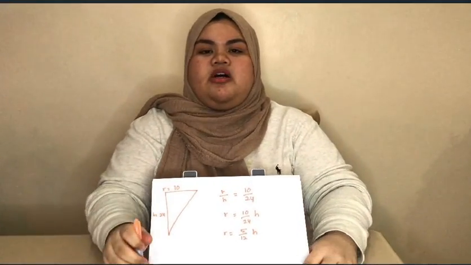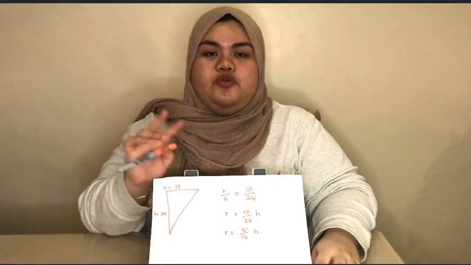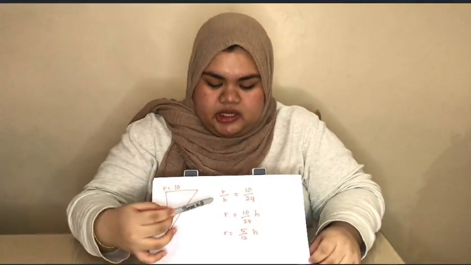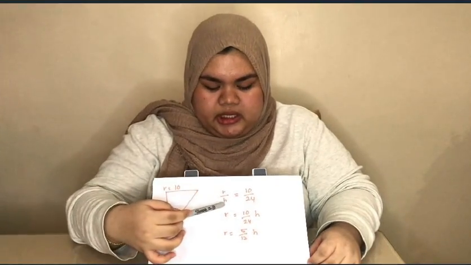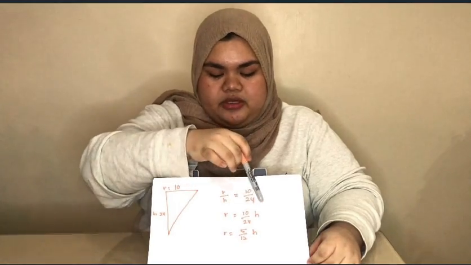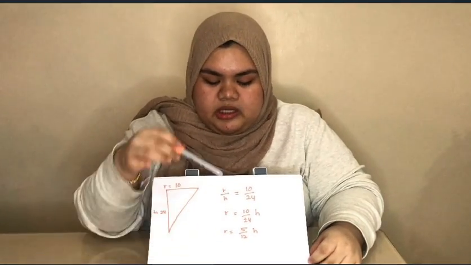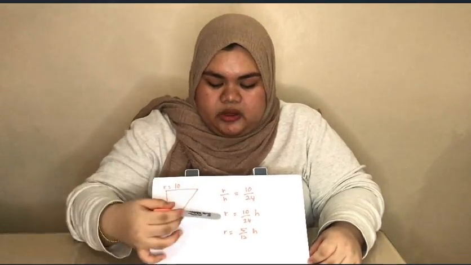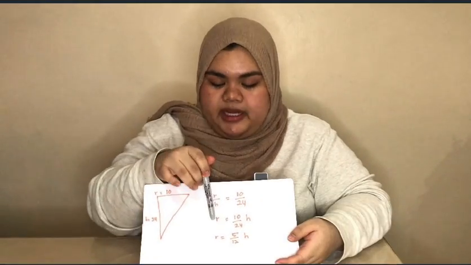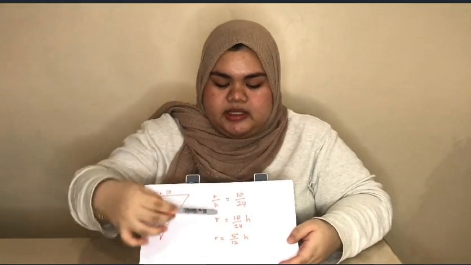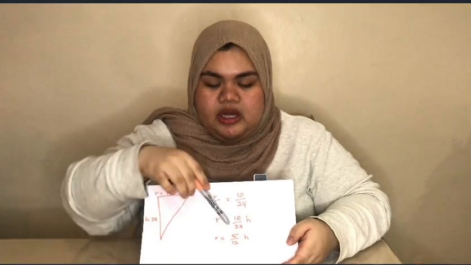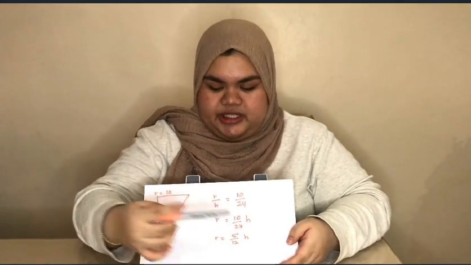Because the formula has two different variables, we have to change r in terms of h. So here is r over h, which is equal to 10 over 24. The radius is 10, the height is 24. To change r in terms of h, we have to move h to this side. So r equals 10 over 24 h, which can still be simplified into 5 over 12 h.